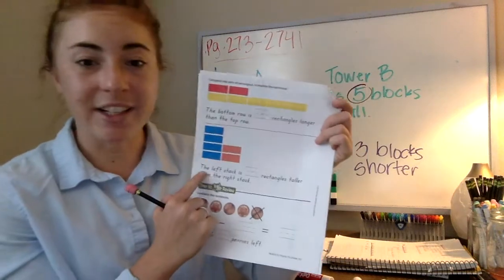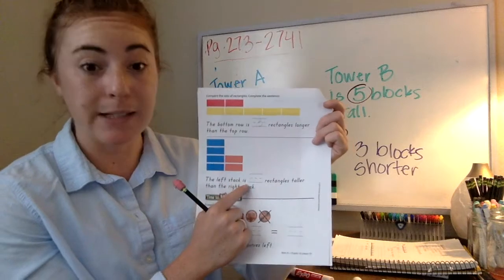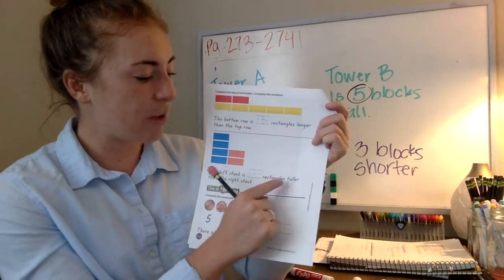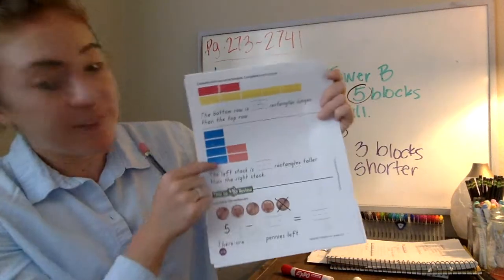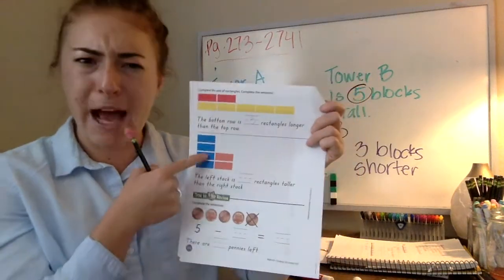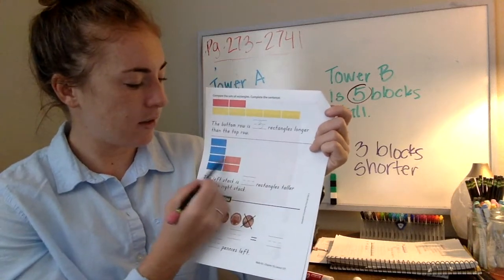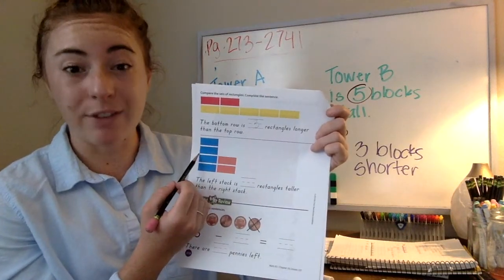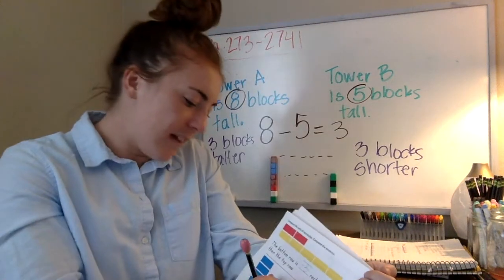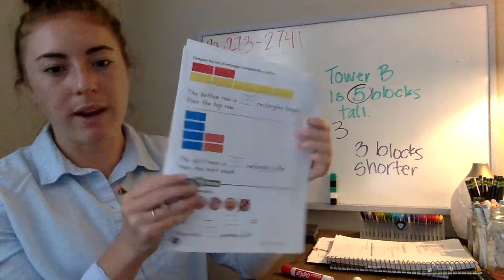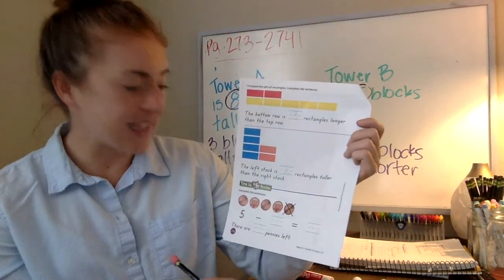Now if we look here, it says the left stack is rectangles taller than the right stack. So the left stack is taller, but how many blocks taller? So we're going to start from here, and we're going to count the leftovers. 1, 2. The left stack is 2 rectangles taller.